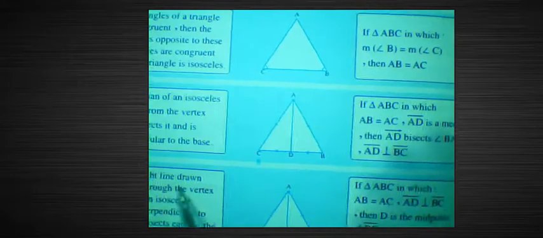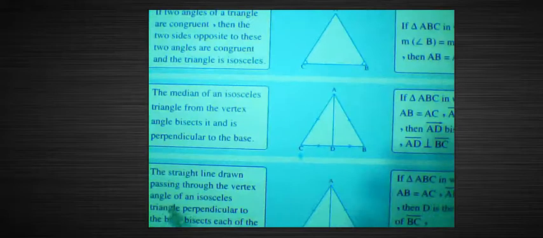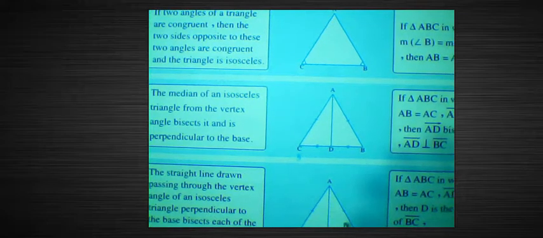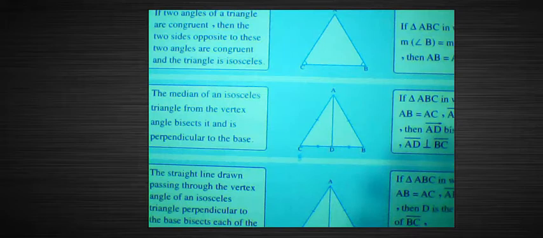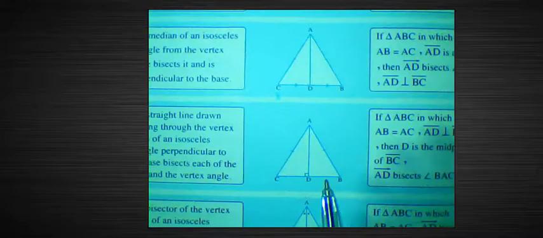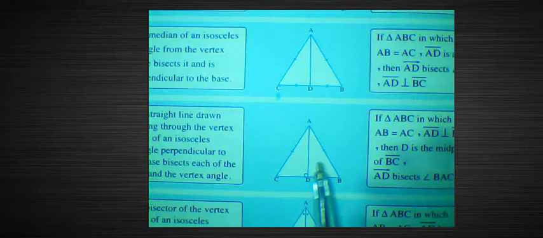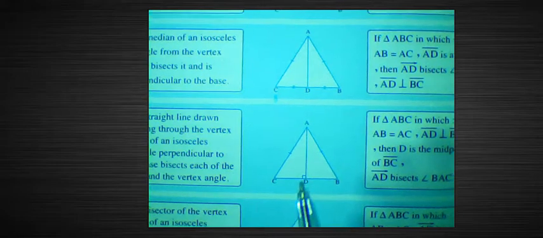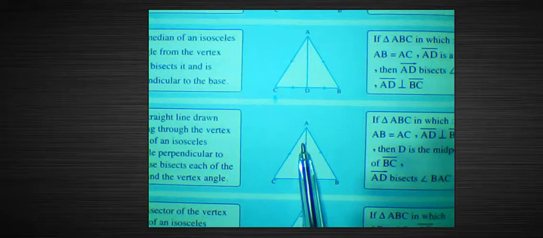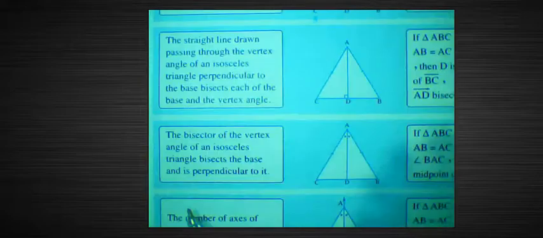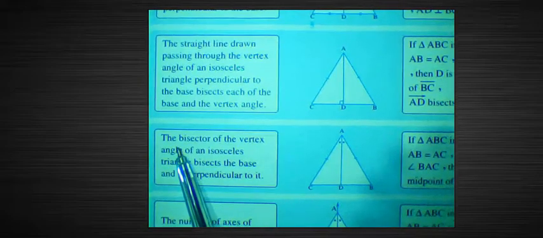كمان يا ولاد the straight line drawn passing through the vertex angle of an isosceles triangle perpendicular to the base bisects each of the base and the vertex angle. يعني لما بيكون عندي in triangle ABC in which ألاحظ إن ال AB equal AC وال AD perpendicular لل BC، then نستنتج إن D is the midpoint of BC and the ray AD bisects the measure of angle CAB. وهو بيعمل حاجتين، بيكون perpendicular to the base and bisect the vertex of triangle. طيب شوف مع بعض the bisector.